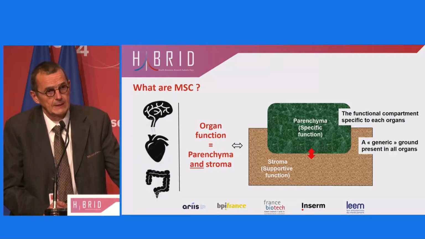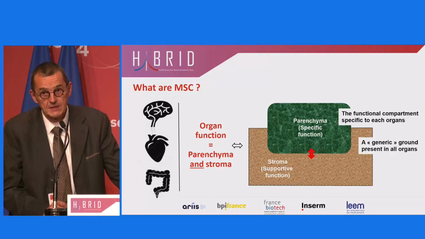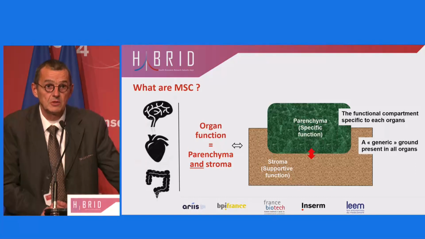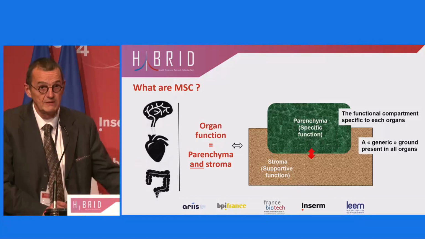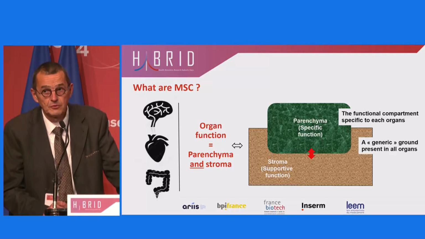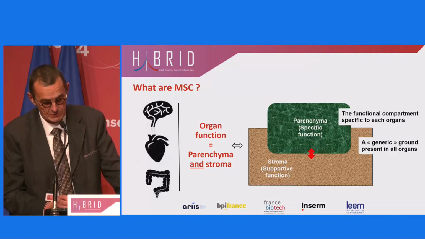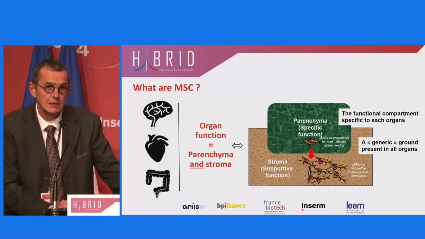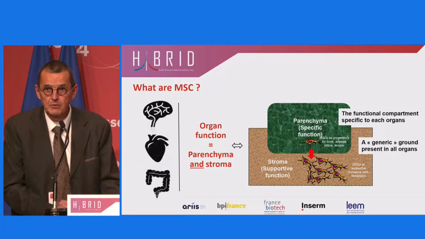Indeed, any function in any organ is a result of a strong interaction between two cell compartments. The first one is a parenchyma, which contains the specialized cells, such as cardiomyocytes for heart, neurons for brain, and stroma. Stroma is a ground for the specific compartment of parenchyma. And with such picture, you see that MSC can be found in both compartments.